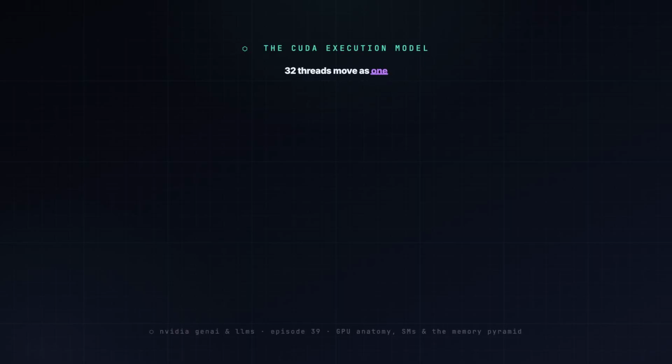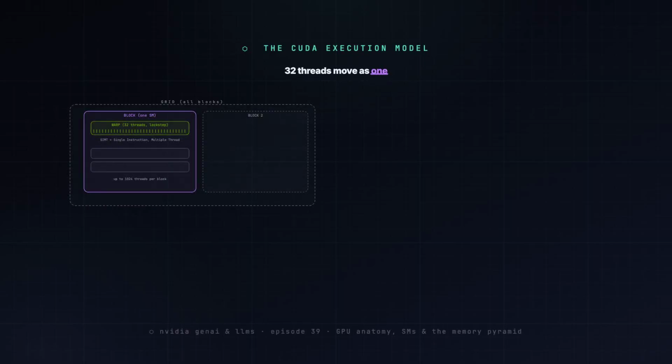Software maps onto that silicon as a hierarchy. One thread is one lane of work. 32 threads run in lockstep as a warp. That is the real scheduling unit, and the term is SIMD. Warps group into a block that lives entirely on one SM and can share fast memory. Blocks group into a grid, one kernel launch.